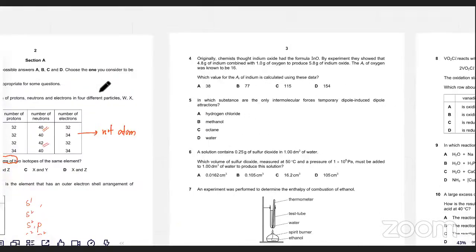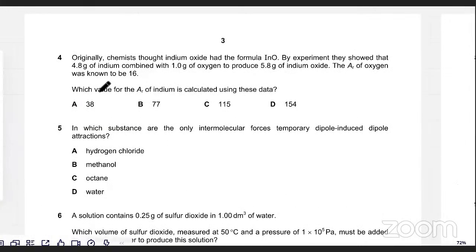Next question. We've got again a moles question. It says that originally chemists thought indium oxide had the formula InO. By experiment they showed that 4.8 grams of indium combined with 1.1 grams of oxygen to produce 5.8 grams of indium oxide. The AR of oxygen was known to be 16. Which value for the AR of indium is calculated using these data?